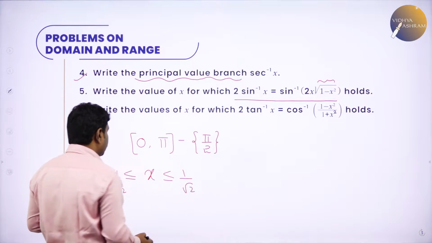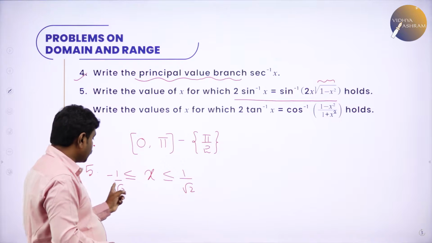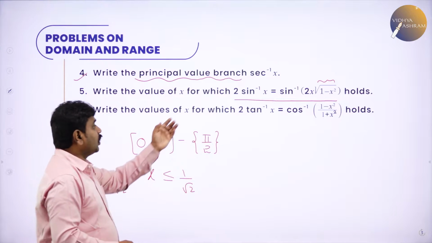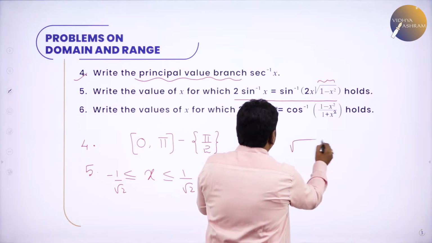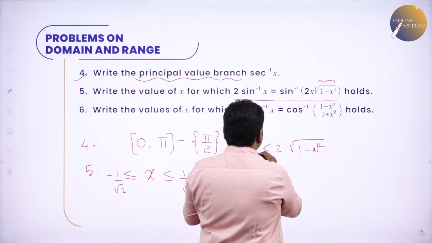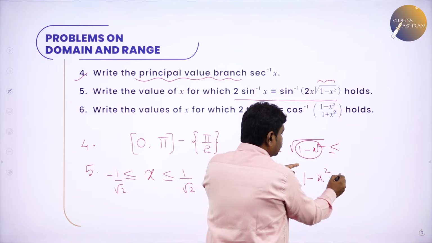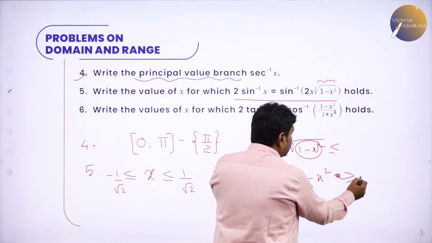If they ask you to find the values of x, it belongs to minus 1 by root 2 to 1 by root 2, closed interval. How to get this? Take 2x times root of 1 minus x square. This should lie between 0 and 1 because under the root you should not get negative. So again we'll take 1 minus x square. 1 minus x square should be greater than or equal to 0.